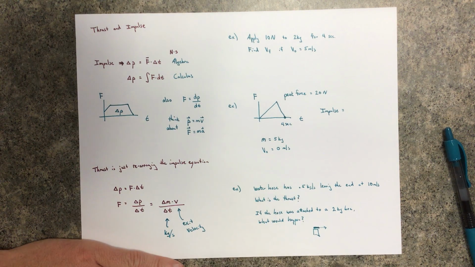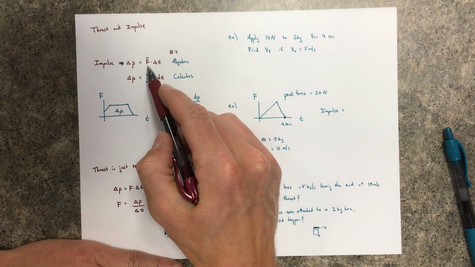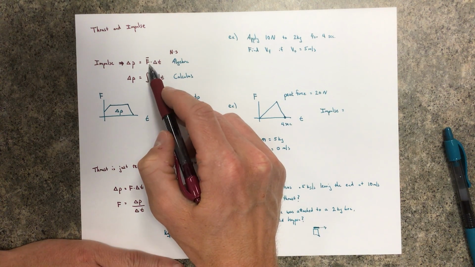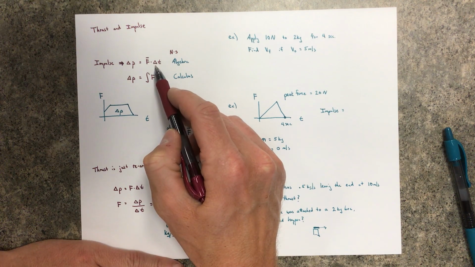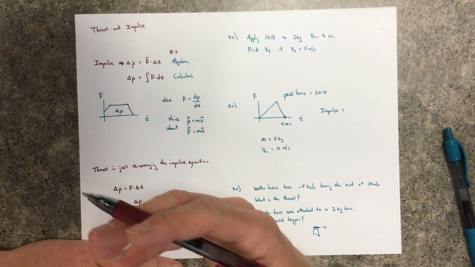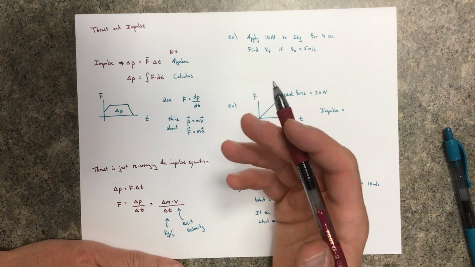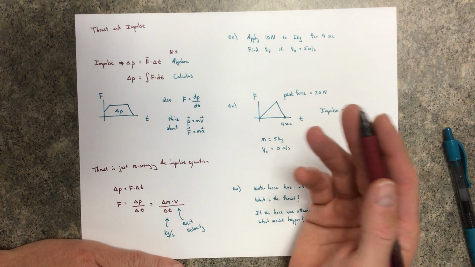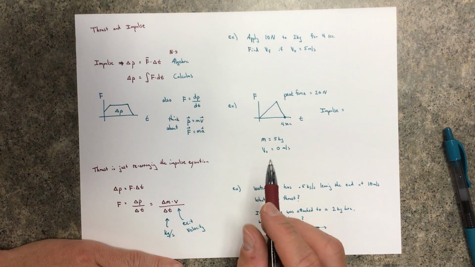So, an impulse of like 40 Newton seconds, you could apply a 40 Newton force for 1 second, or maybe a 20 Newton force for 2 seconds. So you're still going to change the momentum of the object by 40 Newton seconds, or 40 kilogram meters per second, just the unit of momentum.